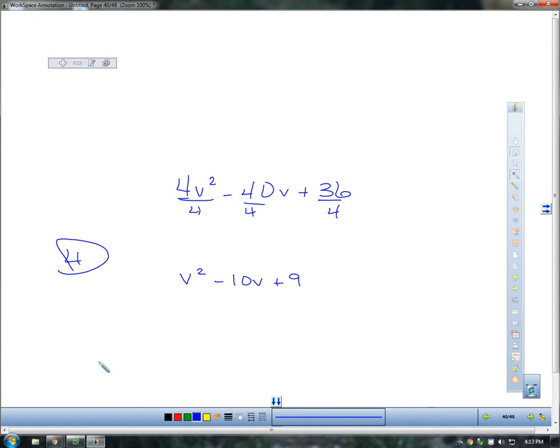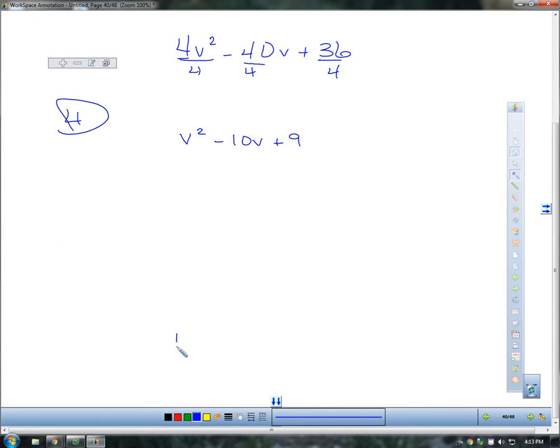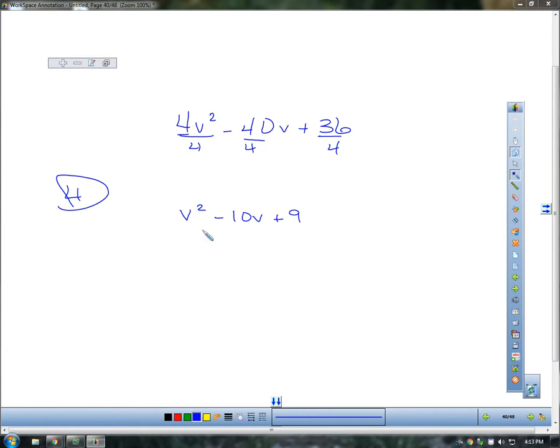This 4 has to stay out in front of my answer, so I'm going to put it way down here so I don't forget it. Okay. Now I'm just going to factor this, and it works just the same. Front number times the back number, so I've got 9. And it's positive 9, so I know my signs are going to be the same, and they're going to be negative because my sum is negative.